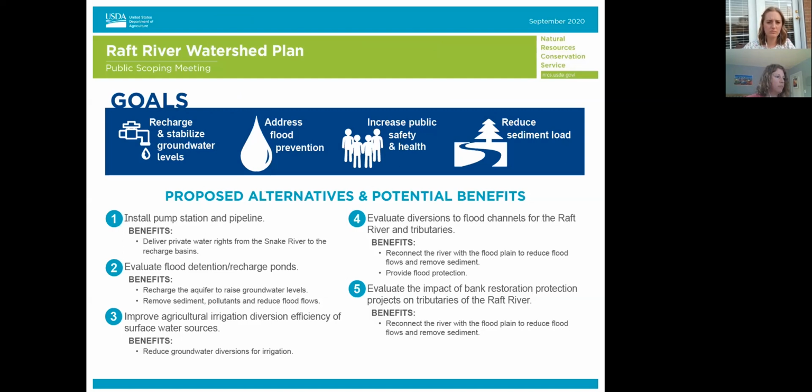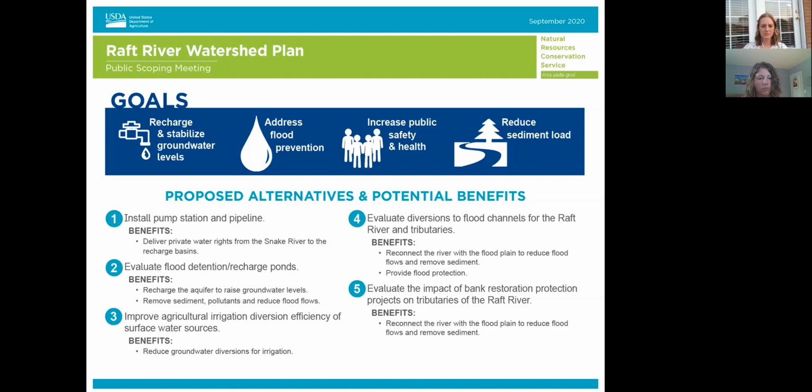The purpose and need of the project will be evaluated through the Raft River Watershed Plan EA by looking at different projects and project locations that fulfill the goals of the watershed program. Those include developing infrastructure to access water from the Snake River. And the benefits are that we will have the opportunity to stabilize and restore groundwater levels. Another goal is to evaluate locations of flood detention and recharge ponds to provide additional recharge opportunities within the basin from both the Raft River and tributaries and the Snake River. Those detention and recharge basins will also provide an opportunity to capture sediment, pollutants, and reduce flood flows.